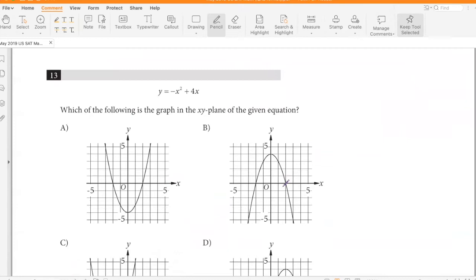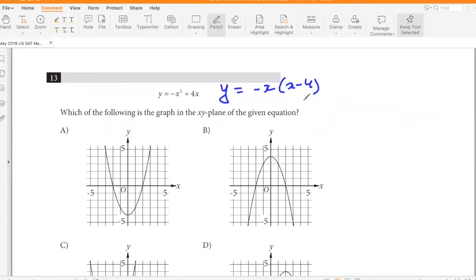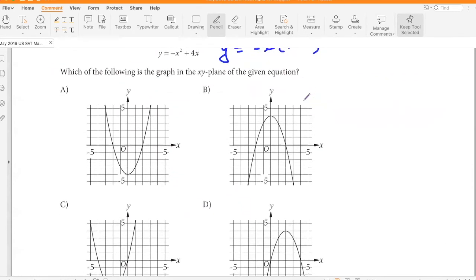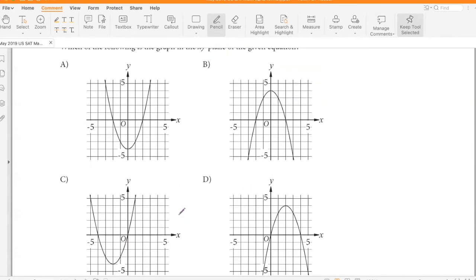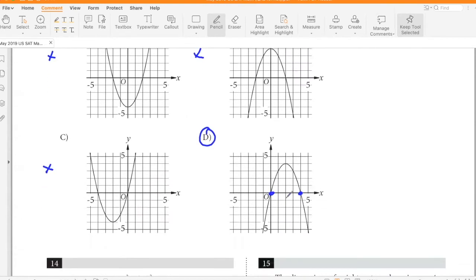Which of the following is a graph in the xy plane? So I can write this as minus x times x minus 4. So the x-intercepts are 0 and 4. Yeah, so this is out and this is out. Now this has x-intercepts of 0 and -4. And this has x-intercepts of 0 and 4. So this is also out and this is the right answer. The other thing you can see is that the leading coefficient is negative. So the parabola should open downward. So D.